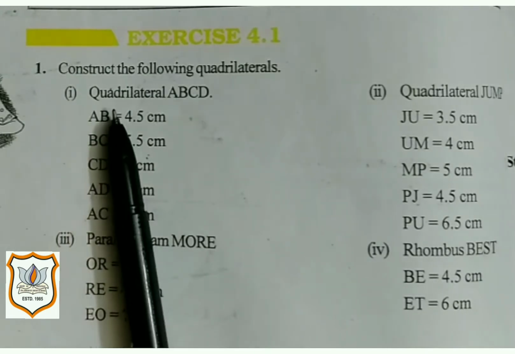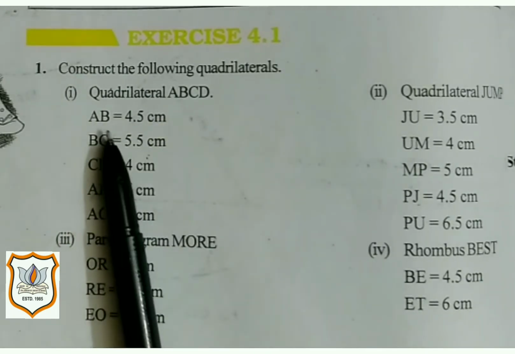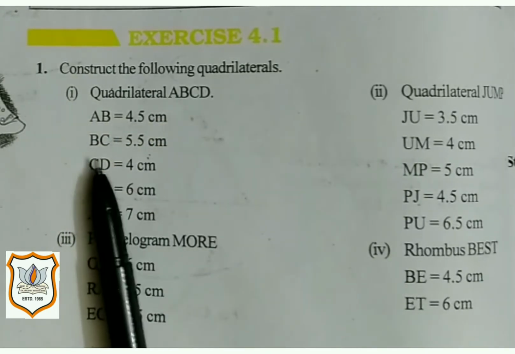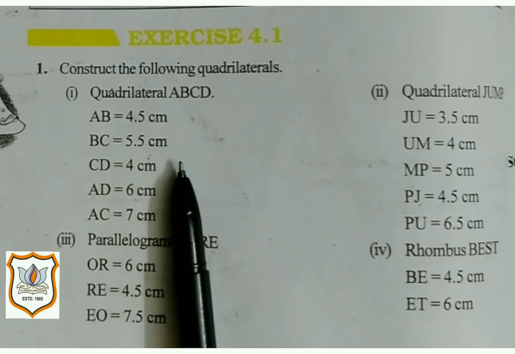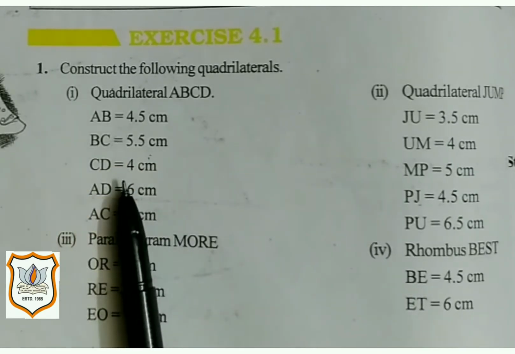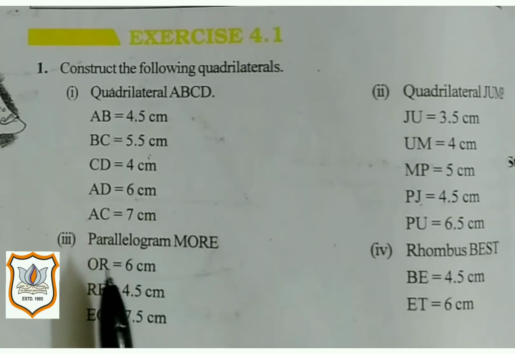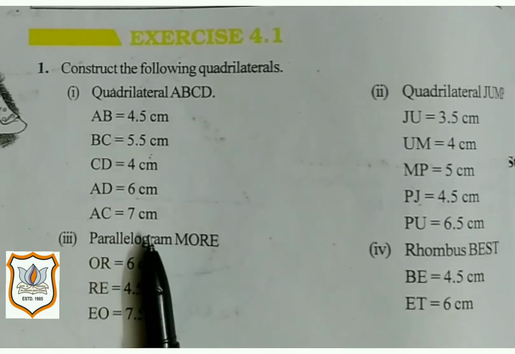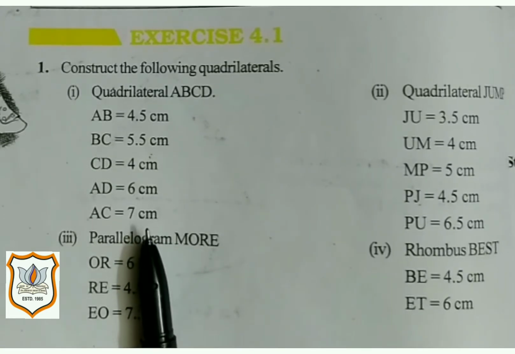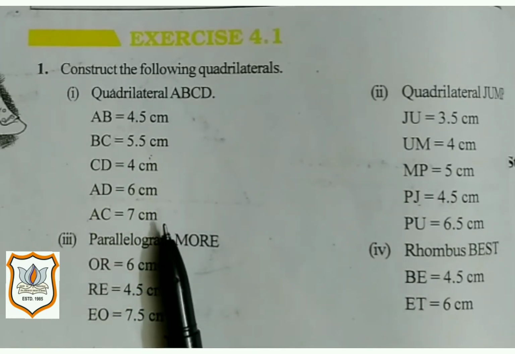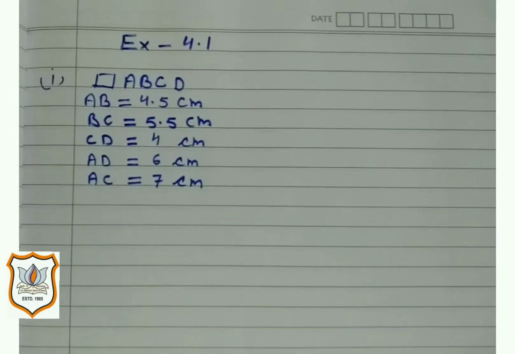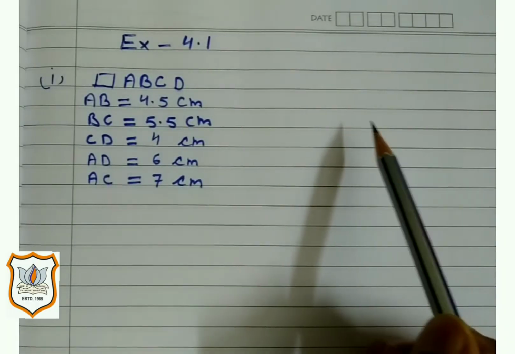First part, quadrilateral ABCD. AB is equal to 4.5 centimeter, BC is equal to 5.5 centimeter, CD is equal to 4 centimeter, AD is equal to 6 centimeter and AC is equal to 7 centimeter. Students, these are the measurements of the quadrilateral. Firstly, we draw a rough sketch.